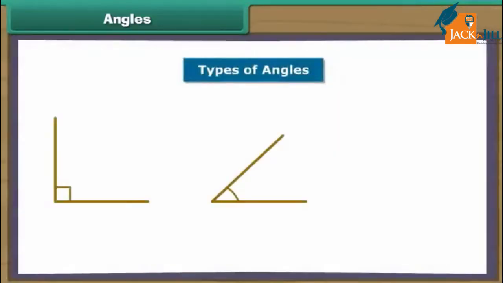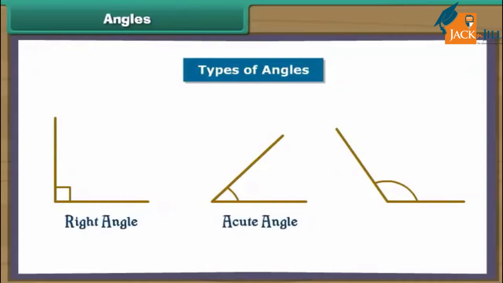Let us take a look at 3 types of angles. They are right angle, acute angle, and obtuse angle. Now we will learn them one by one in detail.